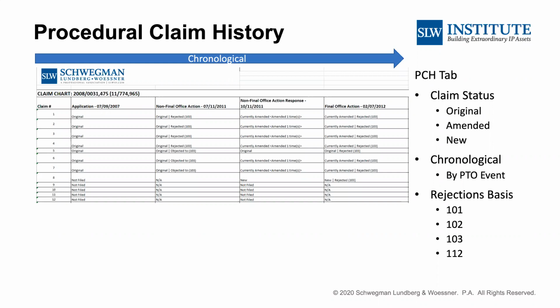It goes by the PTO event, but it shows you the rejection aspect to it as well. There's one thing on here that's not mentioned. We also cover double patenting rejections in this area as well. So I'm sorry I didn't add that to the slide there.